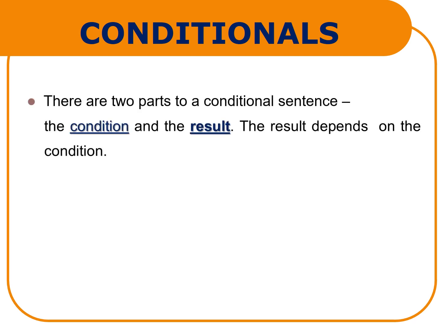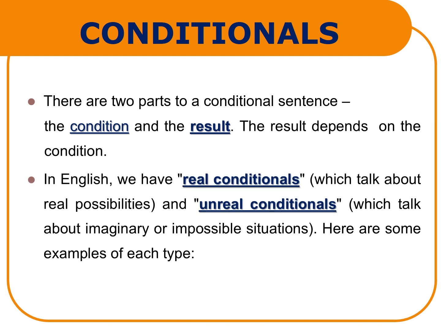First, the conditional. There are two parts of a conditional sentence, the condition and the result. The result depends on the condition. For example, in English, we have real conditionals, which talk about real possibilities, and unreal conditionals, which talk about imaginary or impossible situations. Here are some examples of each type. Let's revise them.